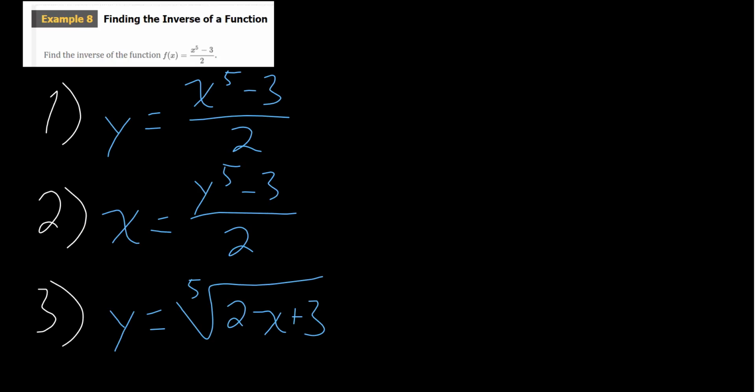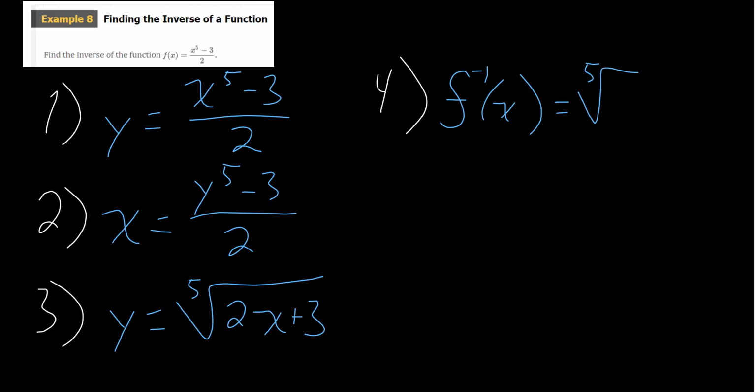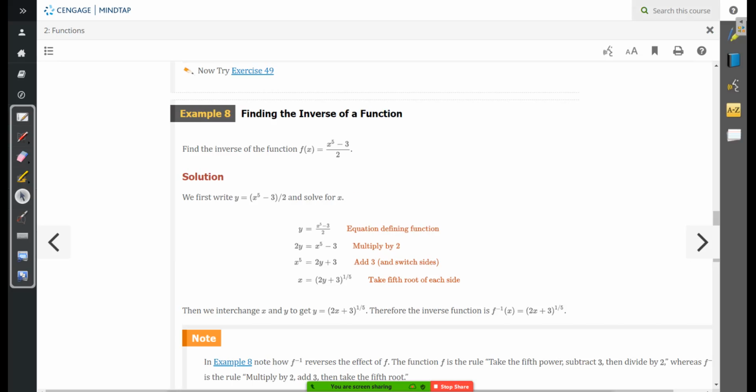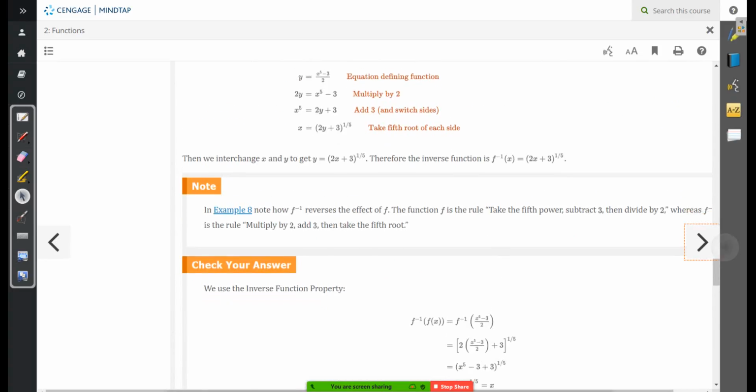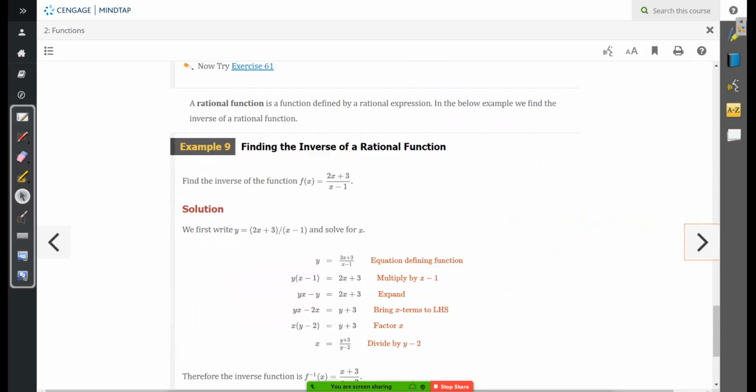Then step four, I change y to f inverse of x. So I've got the 5th root of 2x plus 3. And that's it. We found the inverse. That's pretty easy, huh? Just follow those four steps. I know there's a harder one somewhere though. And of course, you can always check your answer by doing what we did in that one example. Oh, this is what I'm thinking of.